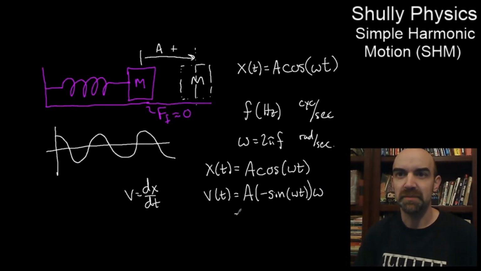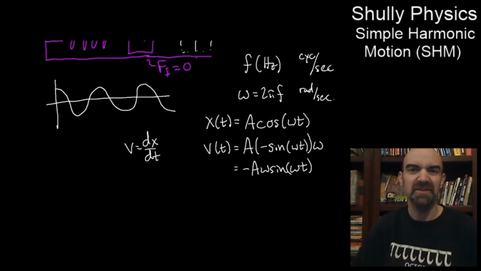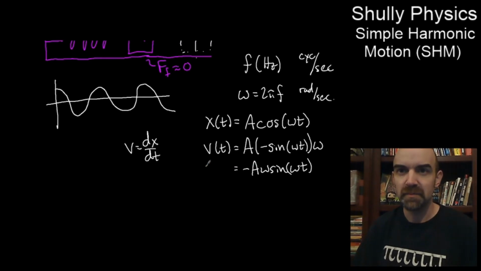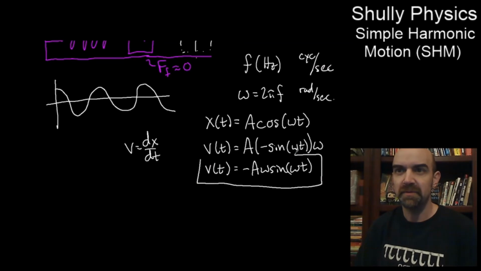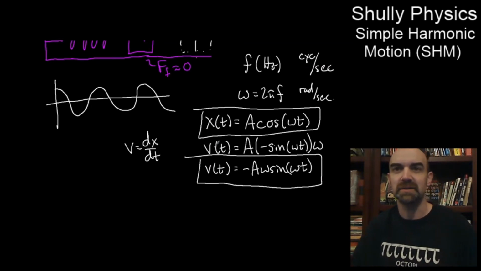And we'll clean that up a little bit. The velocity function would then be negative A omega sine omega t. Again, I'm going to talk about that omega a little bit more and how it is affected by the spring and the mass on the spring, so we'll look at that in a moment. So here we have the velocity function, and here we have displacement for a simple harmonic oscillator.